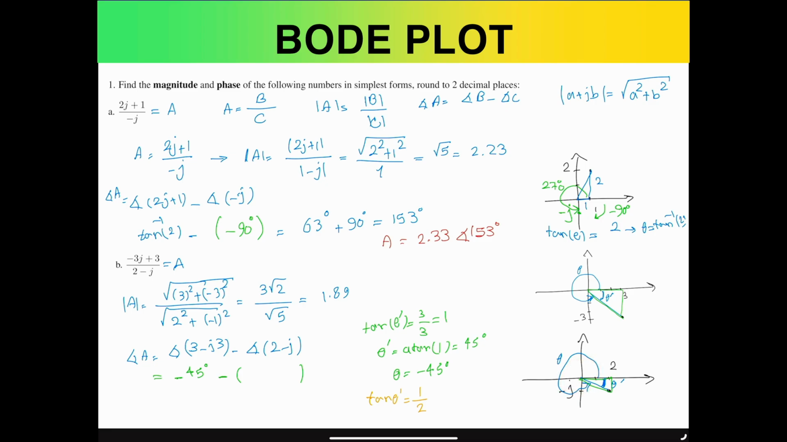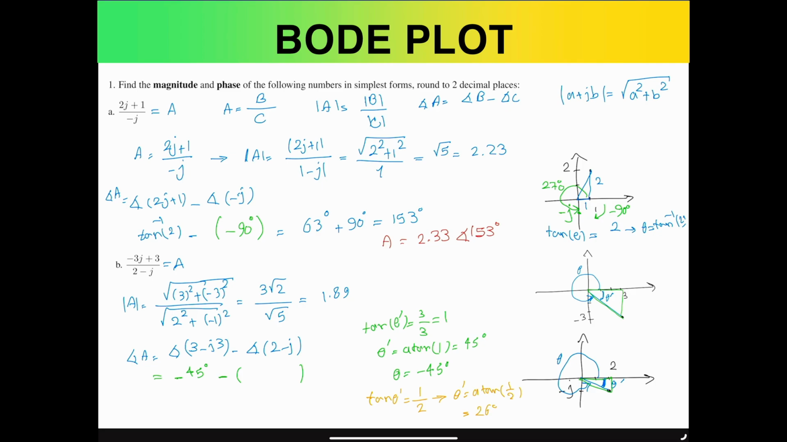So tan theta prime will always deal with positive numbers, both in the numerator and denominator, and that's the beauty of using these sketches. If you calculate theta prime to be the arctan of 1 over half, we would get a value of around 26 degrees.